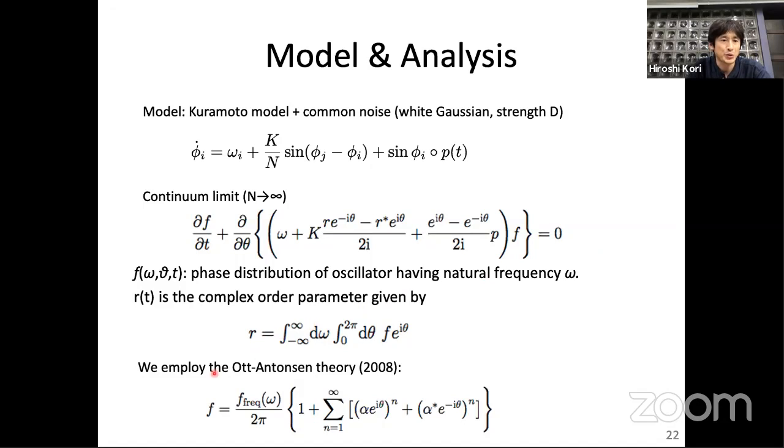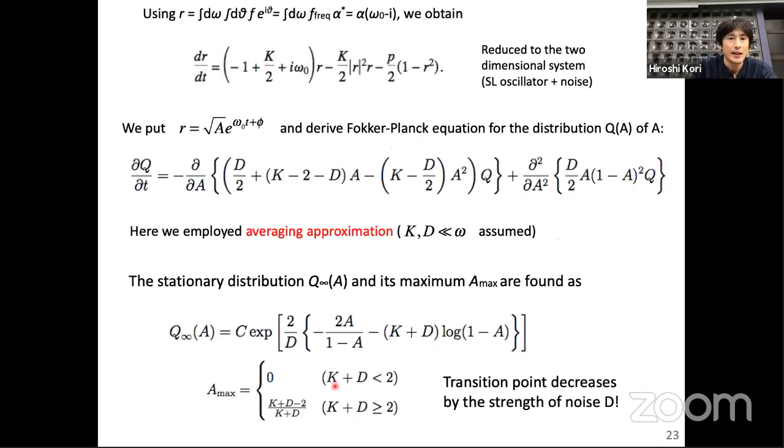So how do we analyze this equation? We have a powerful tool, the so-called Ott-Antonsen theory, proposed in 2008. This theory argues that there is a low-dimensional attracting manifold in the system, in the Kuramoto model and its variants, including this class. And the probability distribution on this manifold is given by this one. A certain functional form can be assumed. Now, by considering Lorentzian distributions for natural frequencies, we obtain this very simple equation. Now the system is reduced to a two-dimensional system. This is a so-called Stuart-Landau oscillator plus some noise effect here.